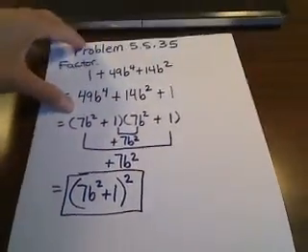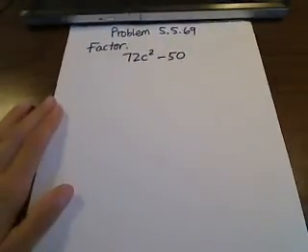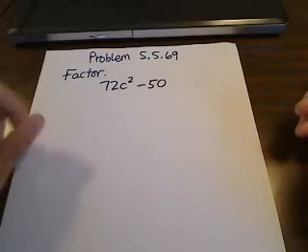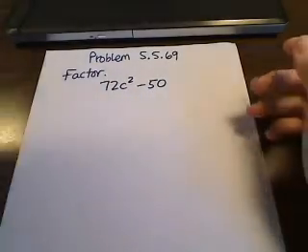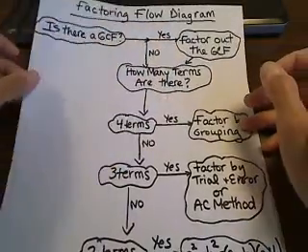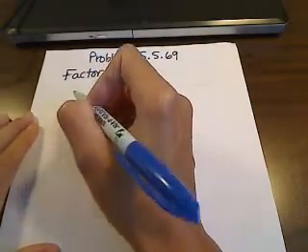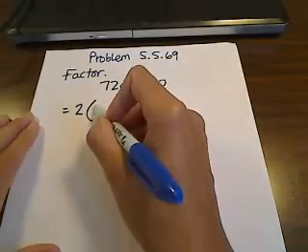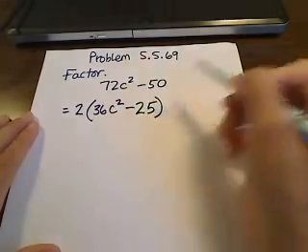Okay. And then the last problem asked for today was this one right here, problem 5.5.69. And you're asked to factor. You have 72c squared minus 50. Okay, so remember, the first thing that you're always doing is looking for a greatest common factor. And in this problem, yes, there is. So we're going to factor out the greatest common factor. There's a factor of 2, at least, I think, that I see. So when we pull out the 2, I believe we're left with 36c squared, and then minus 25.